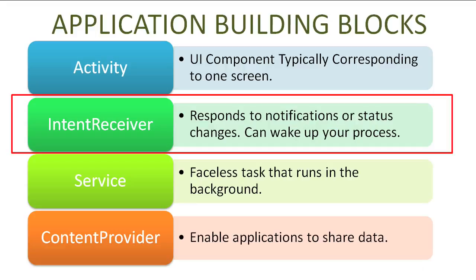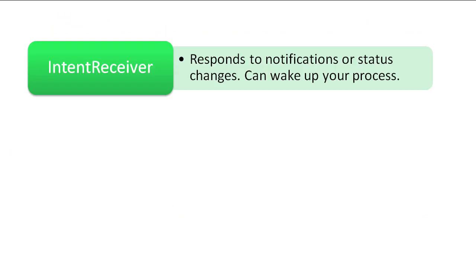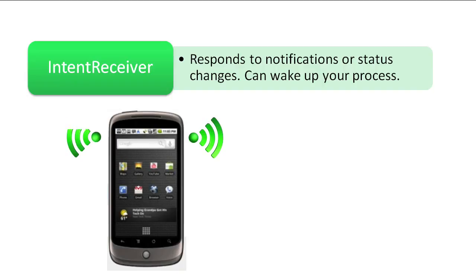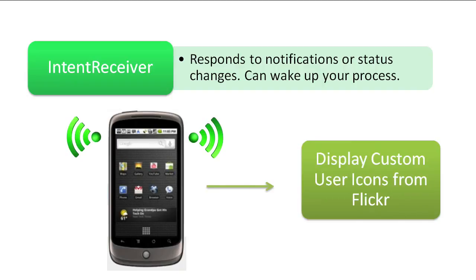The second topic is intent receivers. Intent receivers respond to notifications or status changes, and they can wake up your processes. A good example of an intent receiver is going to be when a phone call comes in. Perhaps you would like something to happen. An intent is fired off letting you know that the phone state has changed and your application would like to do something. In this instance, perhaps you would like to display custom user icons from Flickr.